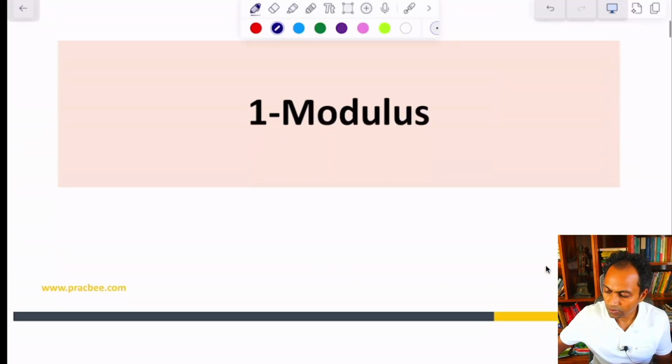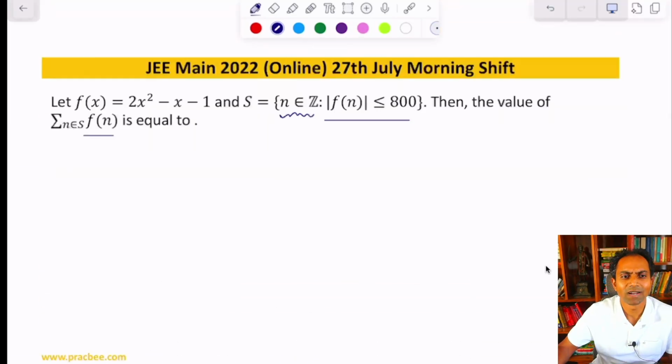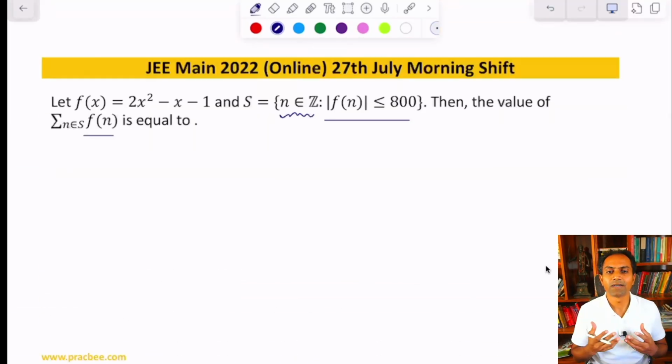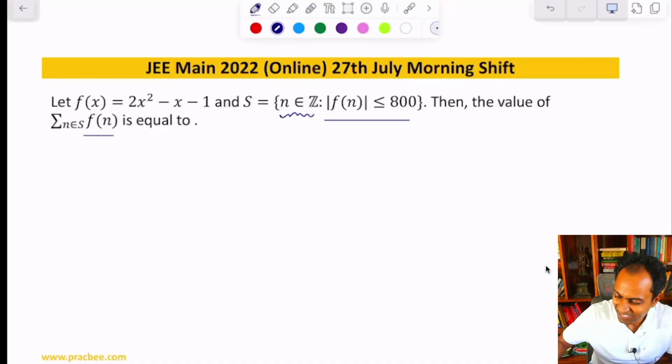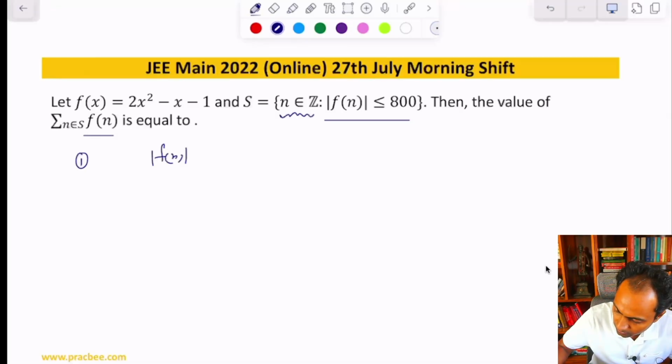In this, the first kind of functions that we are going to look into is modulus functions. And there we can see that it has been a current JEE trend that they will sprinkle summation here and there just to tease you out. So देखो, इसमें करना कुछ नहीं है. If I write in the first step that mod of f of n is smaller than or equal to 800, what is going to happen? The value of f of n will lie between minus 800 and 800.